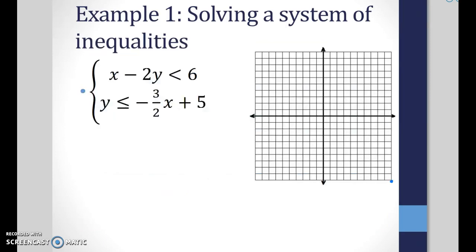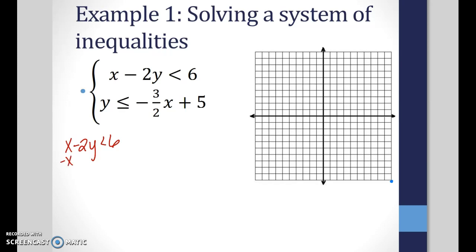So we're going to go ahead and jump into our first example. We are going to graph this system of inequalities. So if we look at our first equation here, this is not in slope-intercept form, and since the method most of you prefer is to change it into slope-intercept form, I'm going to go ahead and do that. If you want to use the intercept method, which is my favorite, continue to do that.